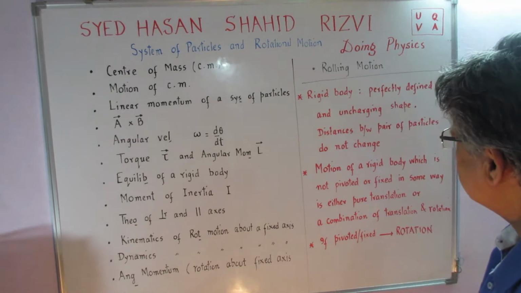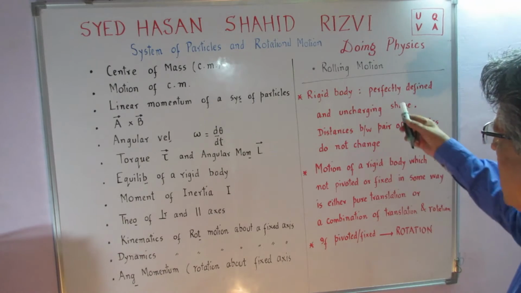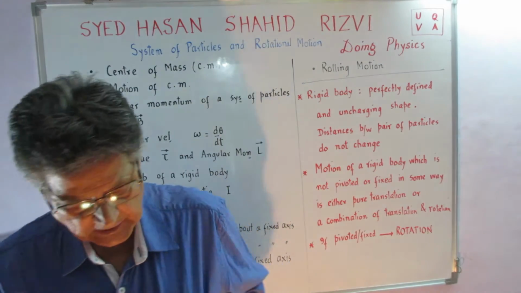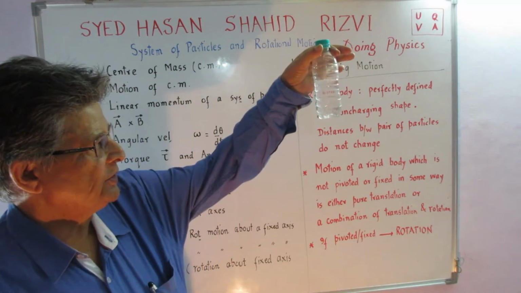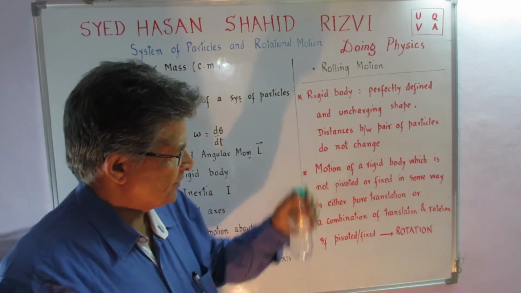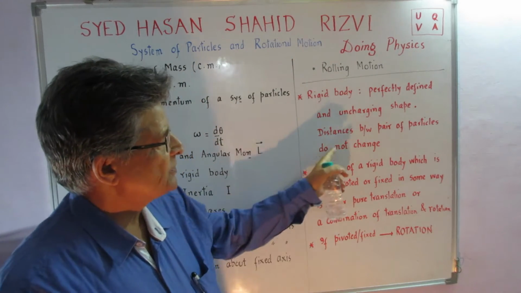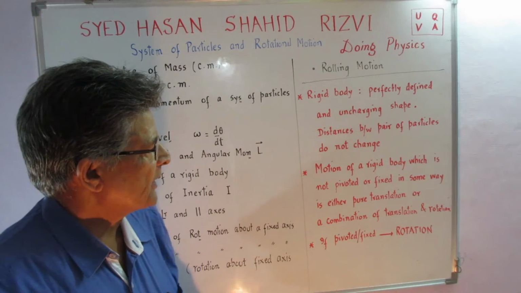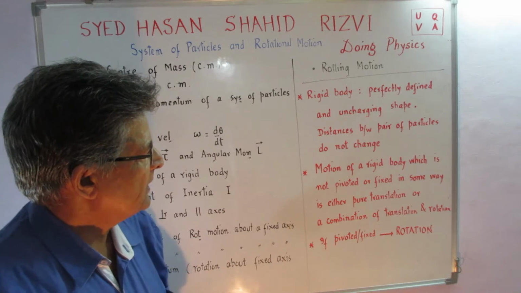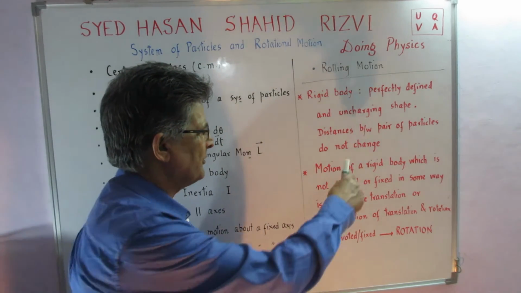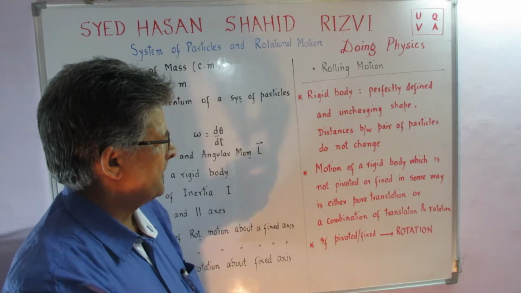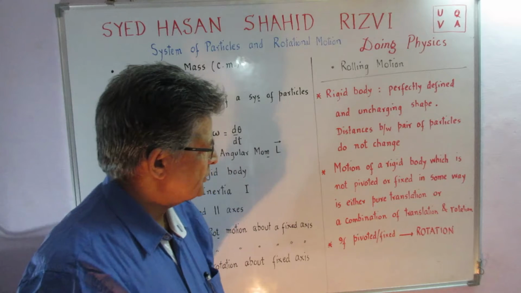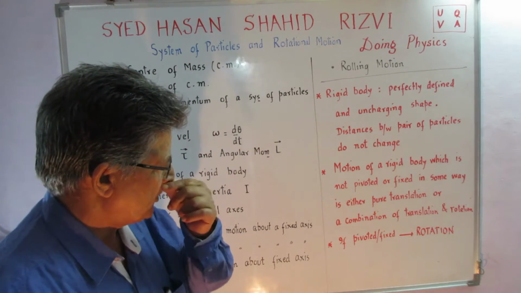In the rigid body, we have a perfectly defined and unchanging shape. And the distances between the various pairs of particles which are constituents of the rigid body do not change. So this is one of the things about a rigid body.